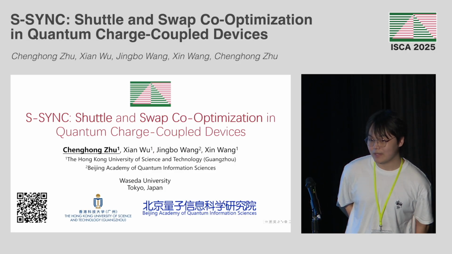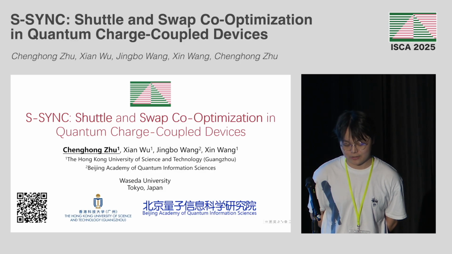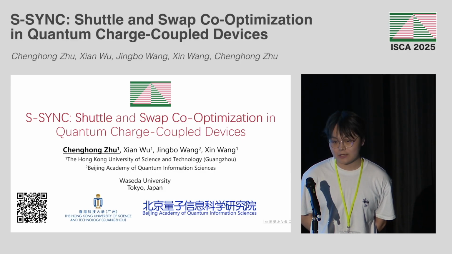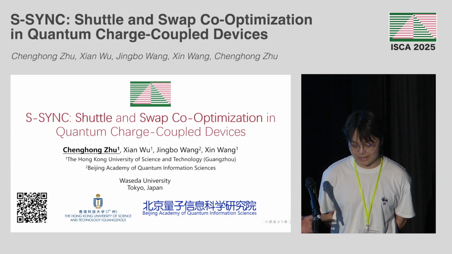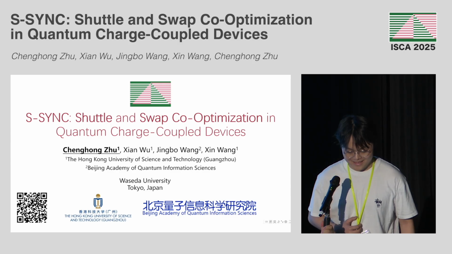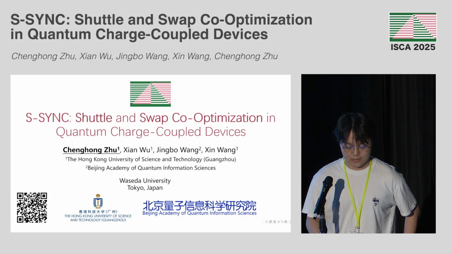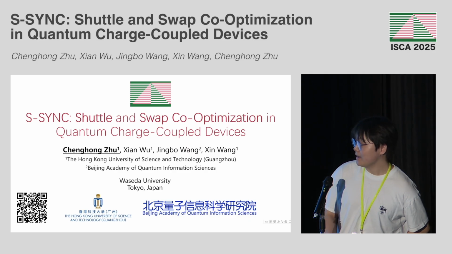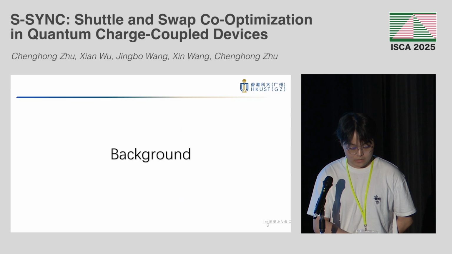My name is Chenghong, and I'm currently a PhD student from the Hong Kong University of Science and Technology, Guangzhou. In this talk, I will mainly talk about shuttle and swap co-optimization in quantum charge coupled devices. This work is a collaboration with Xian and Jingbo Wang from the Beijing Academy of Quantum Information Sciences, and also our PhD thesis supervisor, Xian.